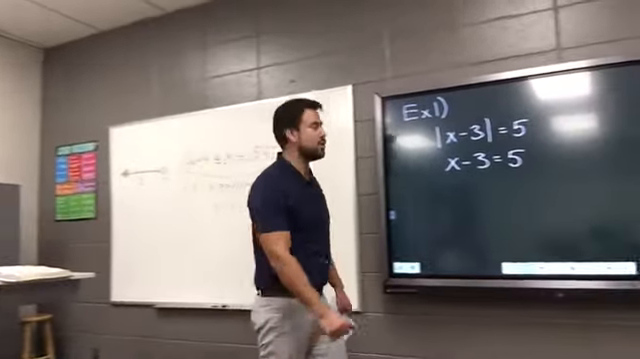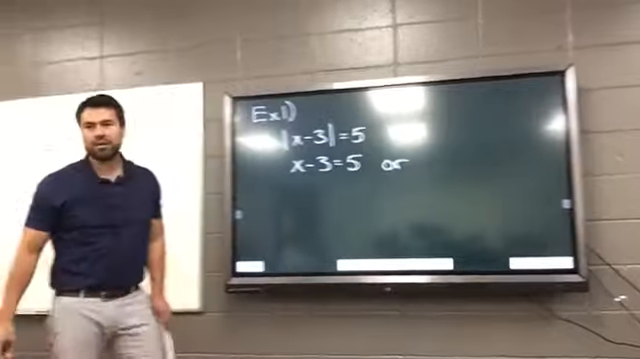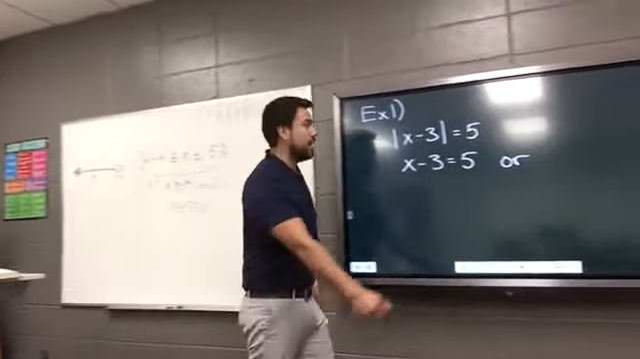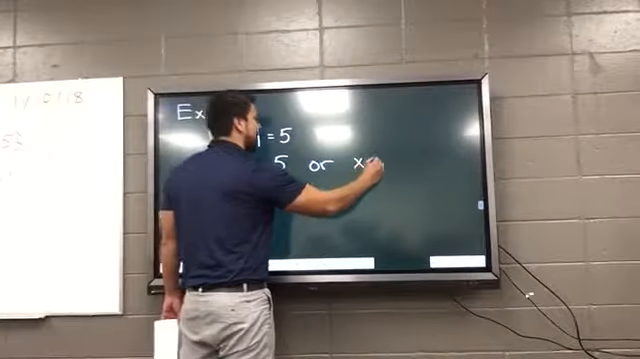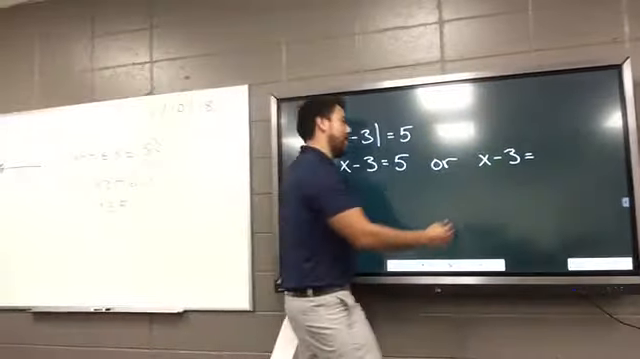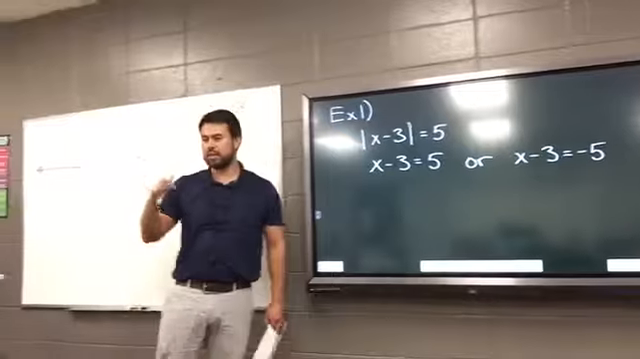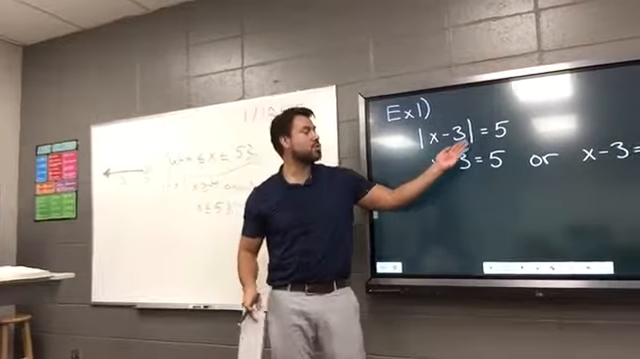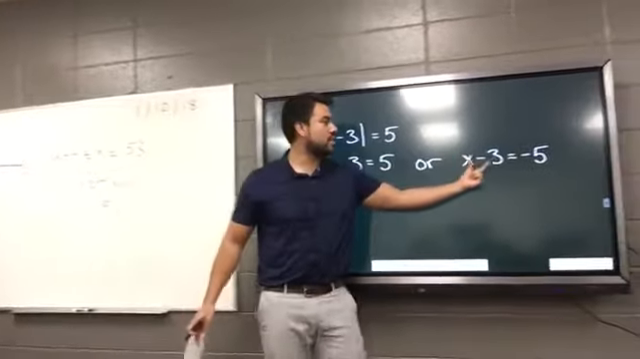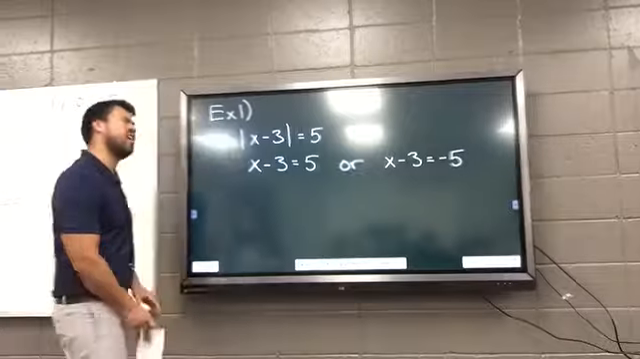What's the word that goes in between this one and the next one? Or. It's an or. And the second equation is going to be x minus 3 is equal to -5. This is a pattern you're going to see on all these problems. If one is equal to a number, usually positive, then the other one is going to equal the negative version of that same number.